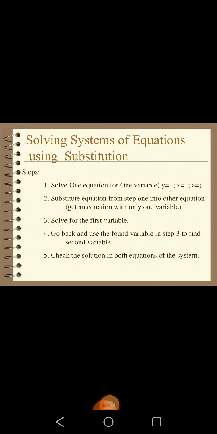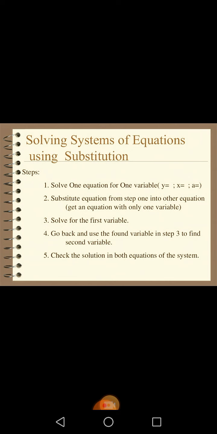Step number 1: solve one equation for one variable, like y equals, x equals, or a equals. What does that mean? For example, if I have x plus y equals 3, I want to solve this equation to get x equals only. So I should send y to the other side with a negative, which means subtract y from both sides. So x equals 3 minus y.